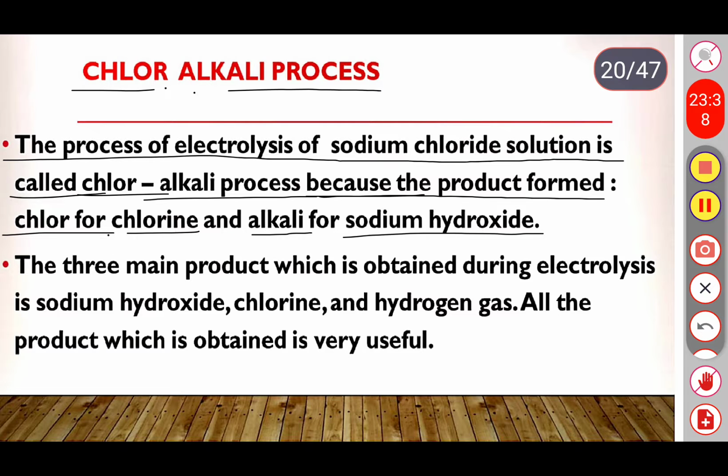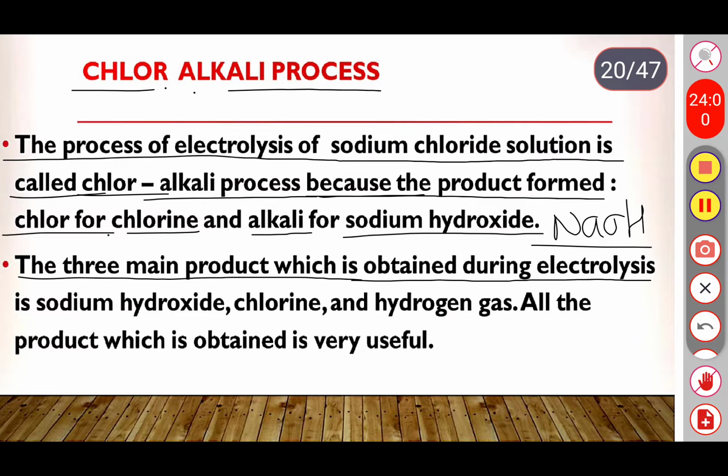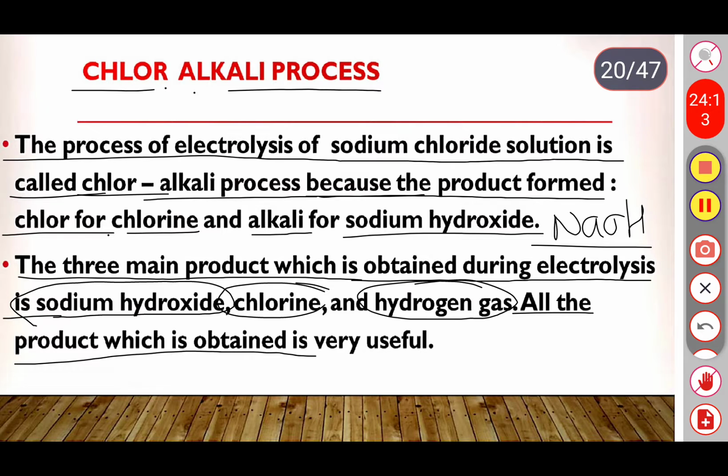Sodium hydroxide is a base, NaOH. It is an example of a base. Along with it we are getting chlorine. That's why the name of the process is chlor-alkali process. The three main products obtained during electrolysis are, first sodium hydroxide, second chlorine and third hydrogen gas. All these three products are useful.